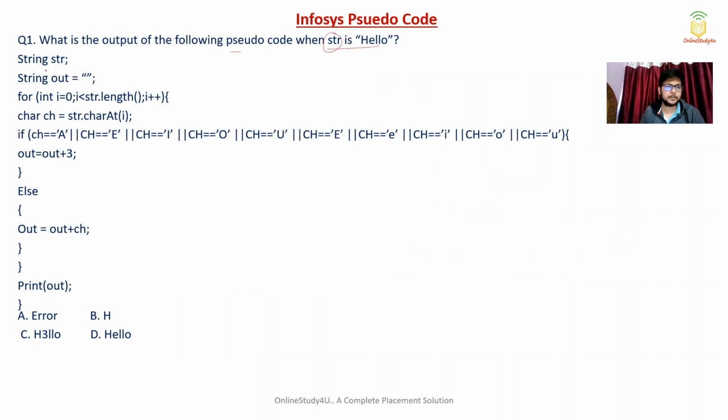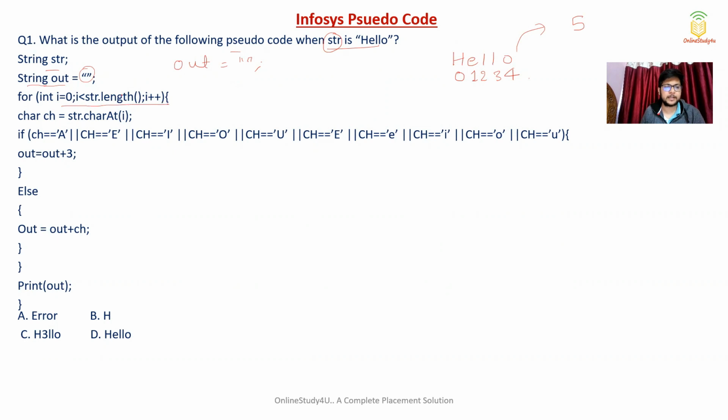My str variable here is hello. The size of the string is 5, and if I do the indexing, it is 0, 1, 2, 3, and 4. Str out is null. So there is an output variable which is initialized with nothing, null, initially. So I am iterating over the entire array.